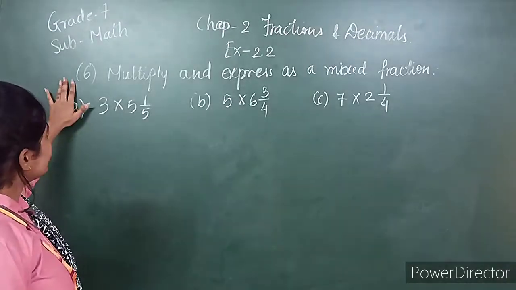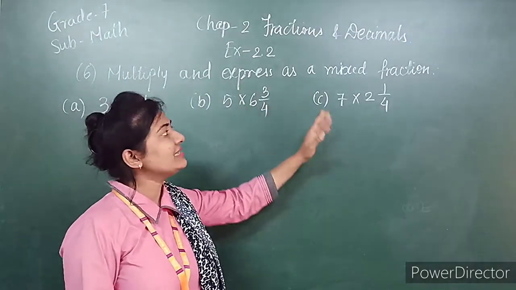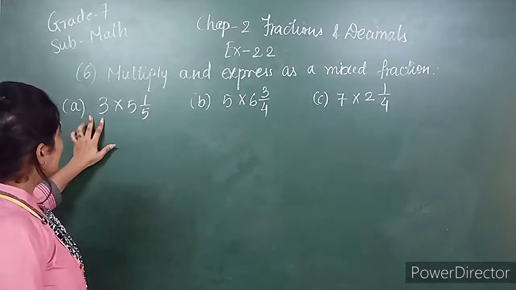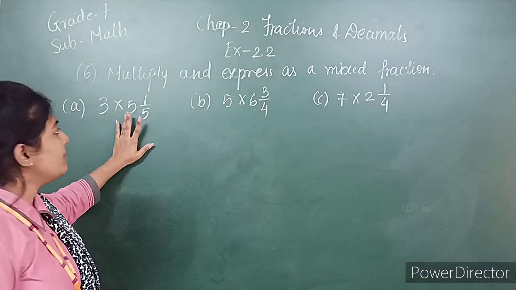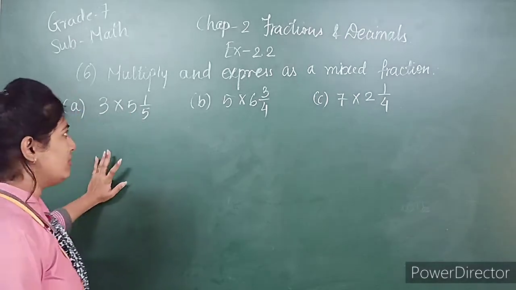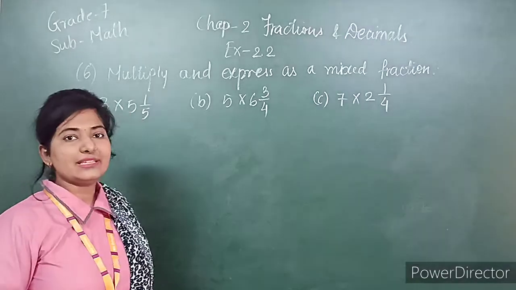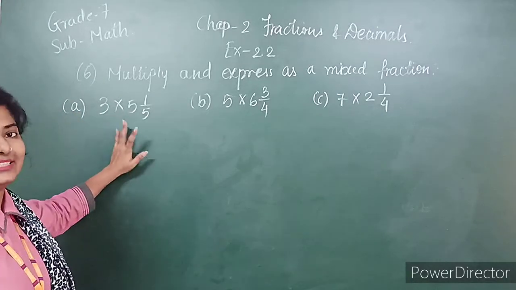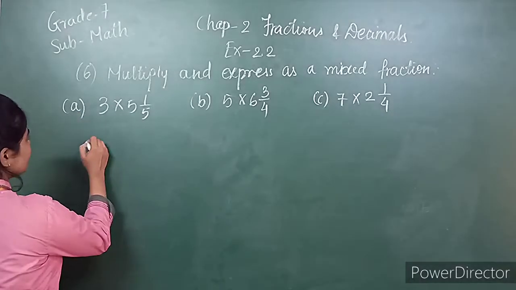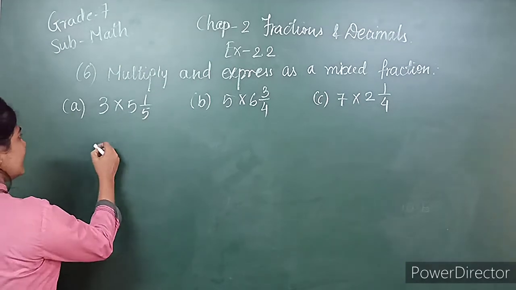So now question number 6, multiply and express as a mixed fraction. So first of all, we have to multiply the given numbers and then make the answer in mixed fraction form. The answer which comes as an improper fraction, those answers we have to convert into mixed fraction form. So our first question is 3 into 5 1 by 5.